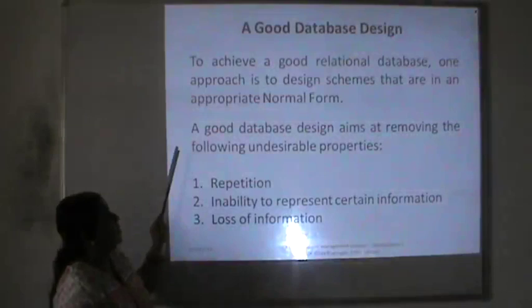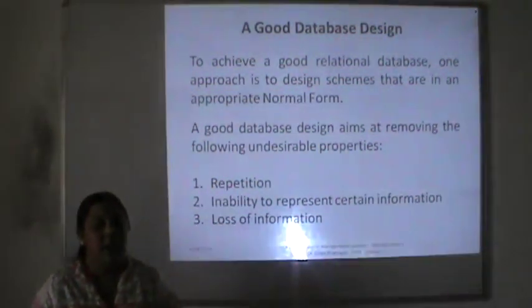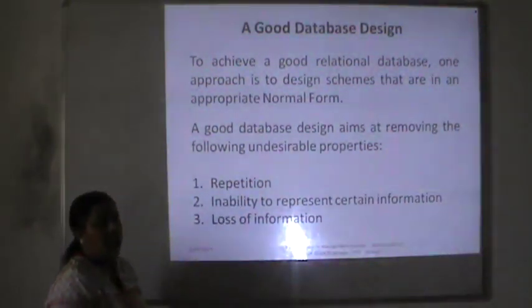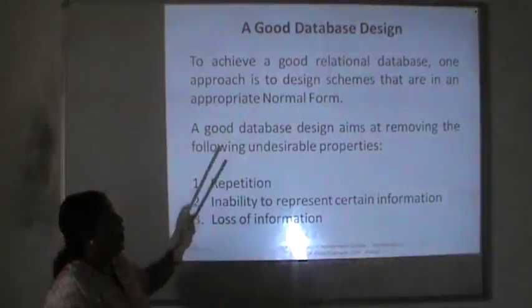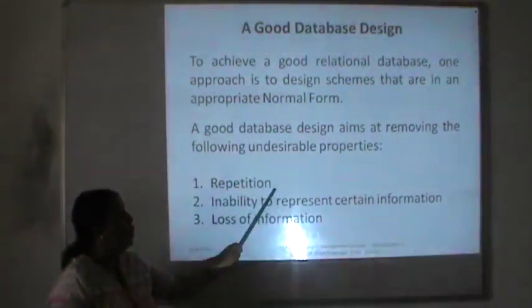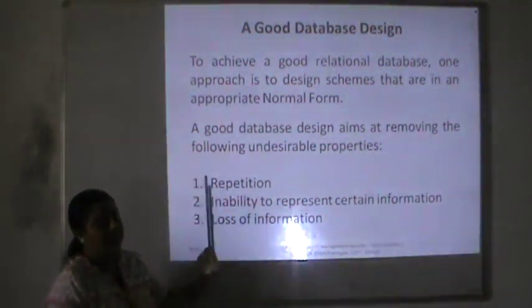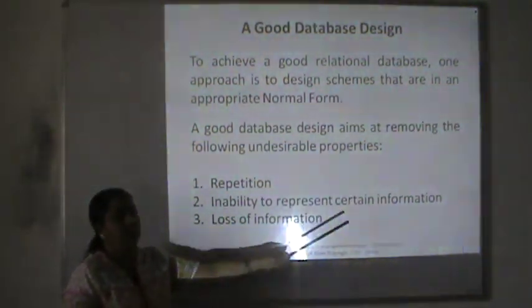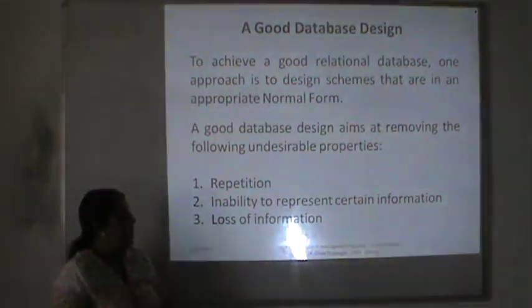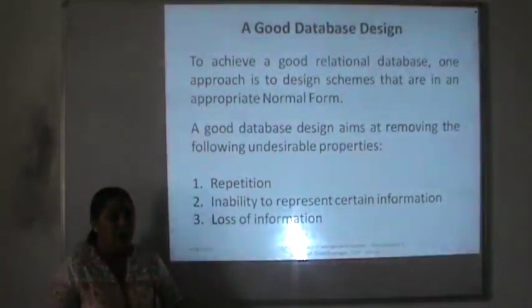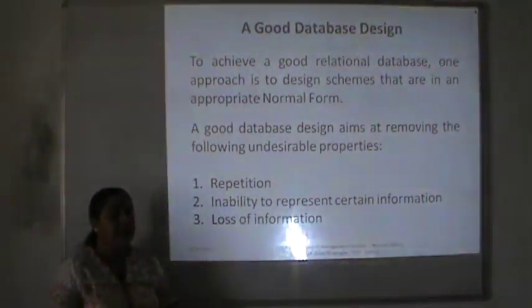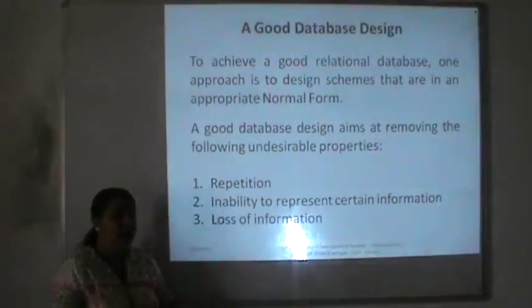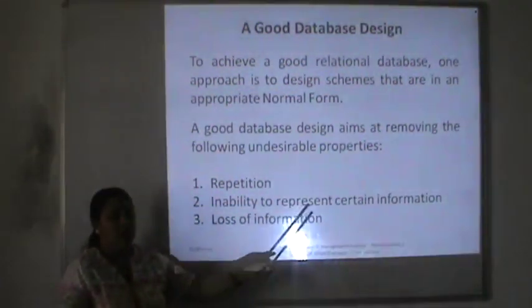A good database design aims at removing the following undesirable properties. In a good database design, we do not have these properties. We do not want the repetition of data, repetition of information in any relation. So, a normal form for a good database design removes this repetition of data. Number two, inability to represent certain information. This is another drawback. When we design a database, it should help us insert all information that we wish to store about the entities, about the enterprise. So, we should take care that all our relations are able to represent certain information.